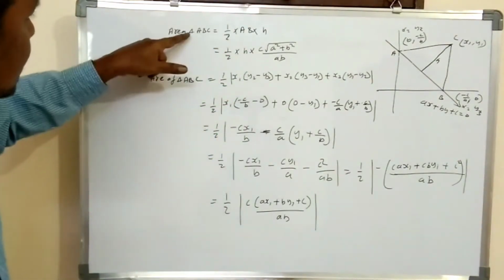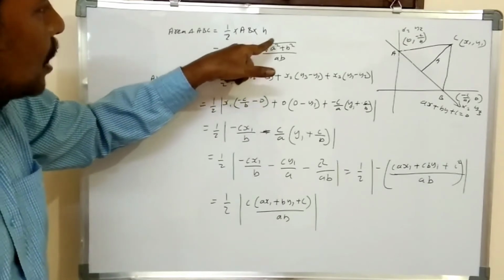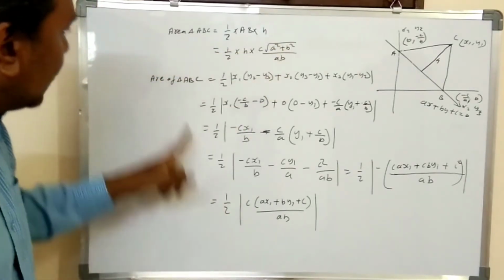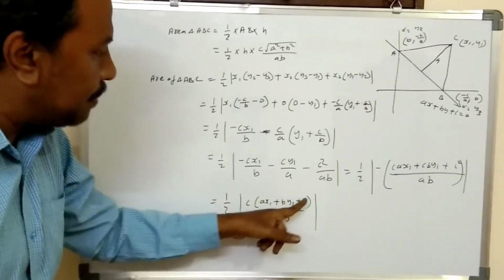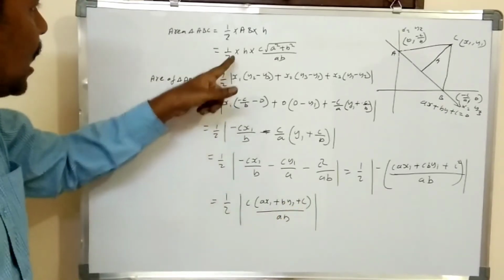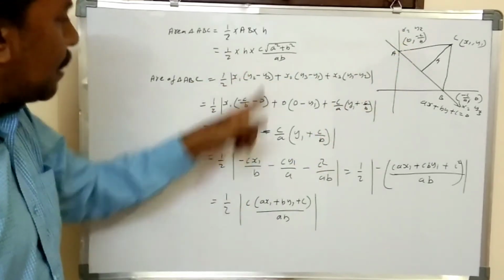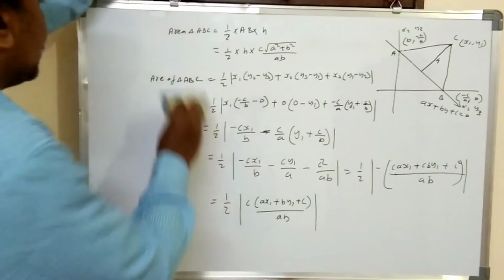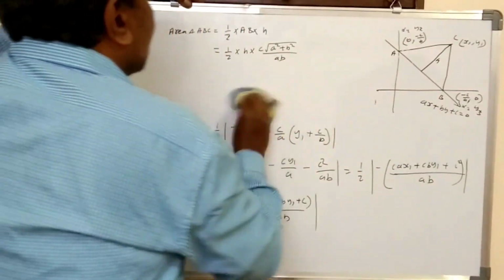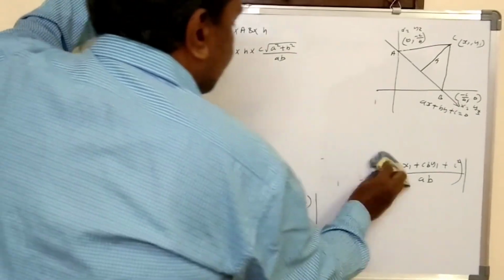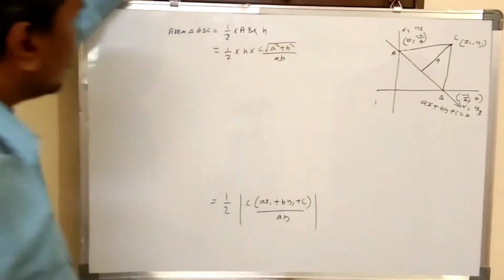Now this is the area of triangle ABC, half into h into c square root of a square plus b square by ab. The same area of triangle is equal to half into c into (a x1 plus b y1 plus c) by ab. Now these two are equal, both are equal to the same triangle. So we can compare these two. How to compare this? Simply write this equal to this.